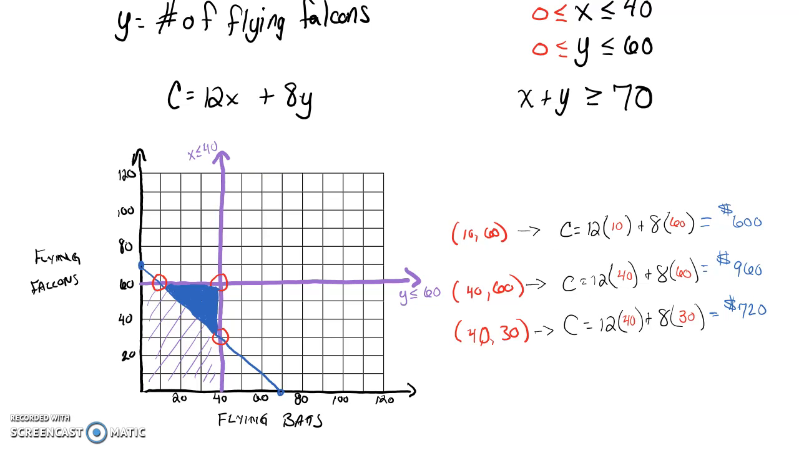So for these 3 solutions, we have a cost of $600, $960, or $720, which means this solution set represents the minimum cost. So we would answer this by saying that the minimum cost of $600 is achieved when we produce 10 flying bats and 60 flying falcons.